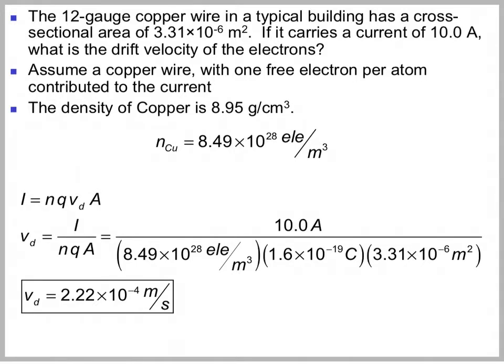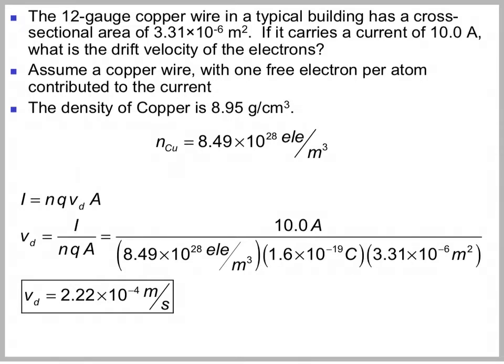So I can take that and plug that in to figure out what my drift velocity is. Taking our equation for current and drift velocity, we solve for drift velocity, which is the current over the number density of the electrons times the charge of the electron times the cross-sectional area. We plug in all of our values, and we get the drift velocity is 2.22 times 10 to the minus 4 meters per second, or 0.22 millimeters a second.